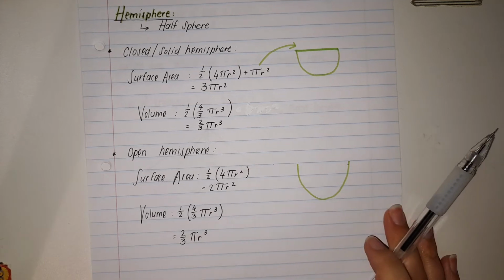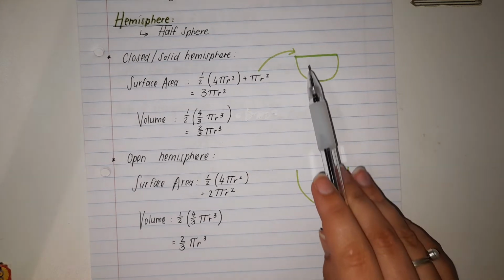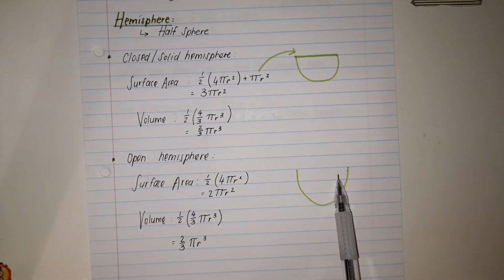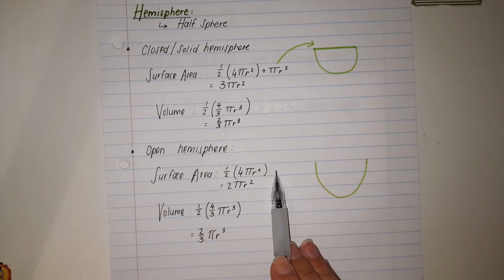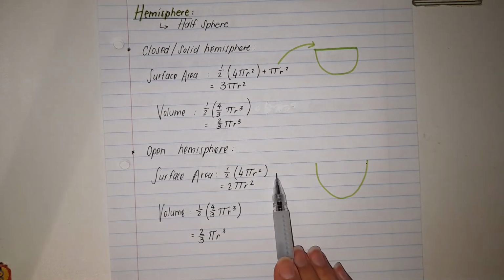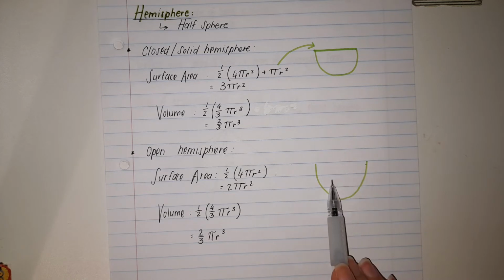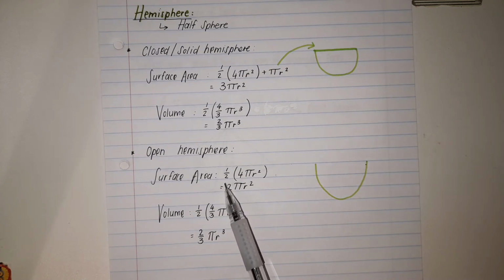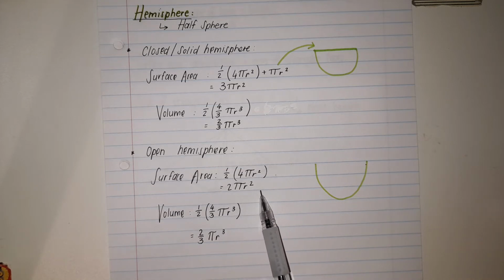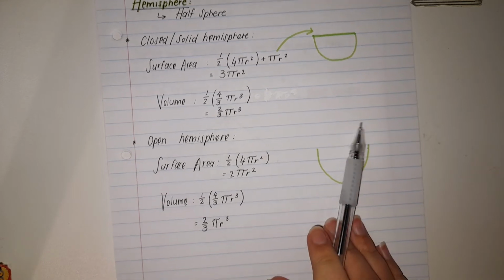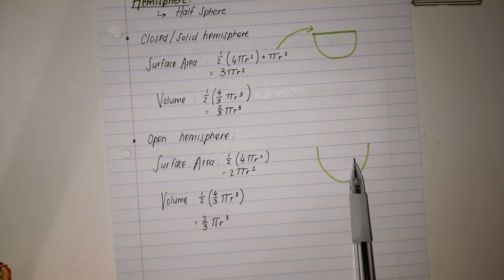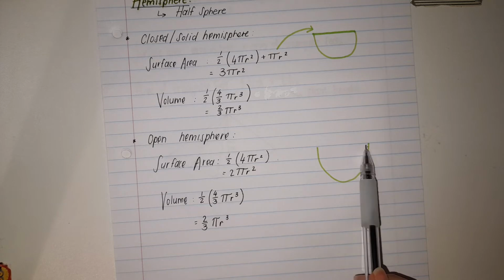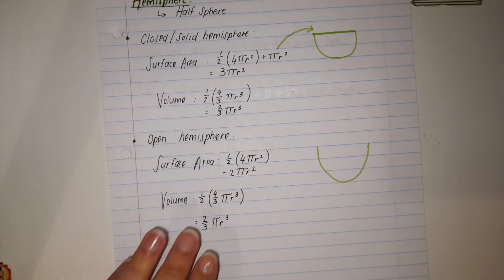Okay. Then, like I said, we're either going to have a closed hemisphere or an open hemisphere, and the only difference comes in with our surface area. We're not going to add that additional area of a circle because it's not closed, it's open now. So our area is just half of 4 pi radius squared, which gives us 2 pi radius squared. With our volume, it stays exactly the same, because it's not going to change how much it can contain. Whether it's closed or open, the volume stays exactly the same.